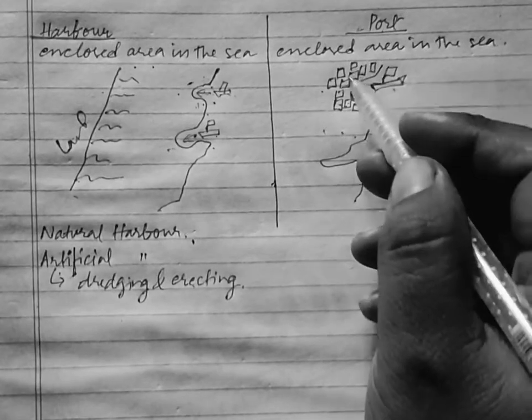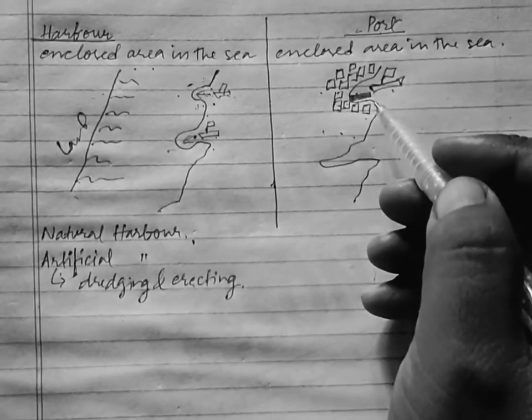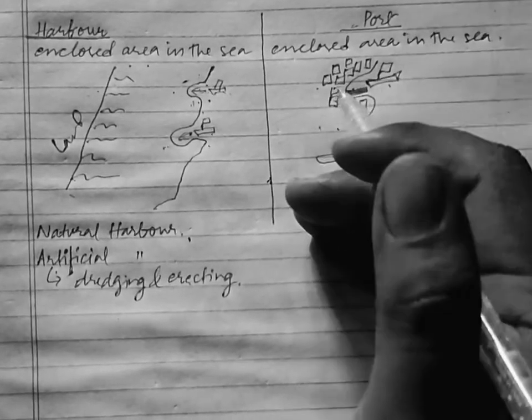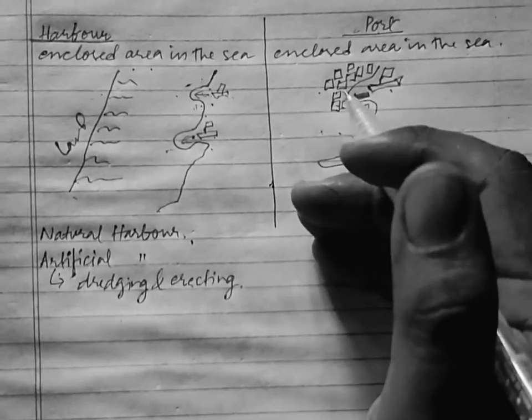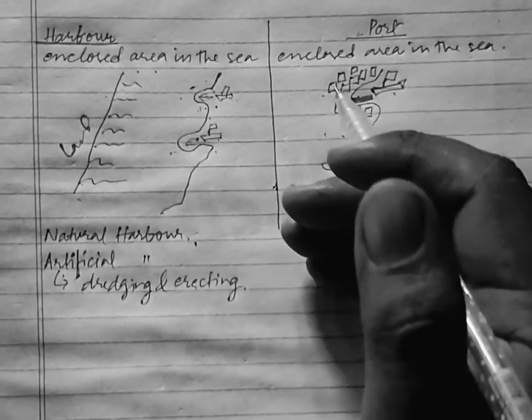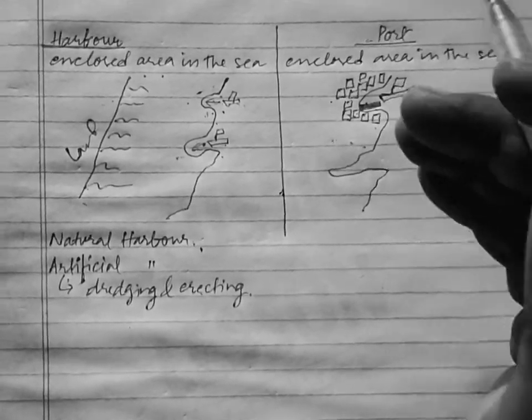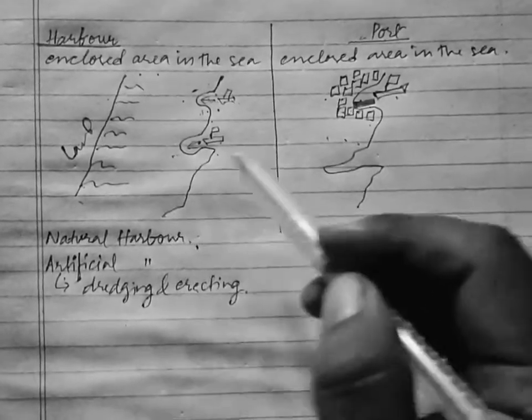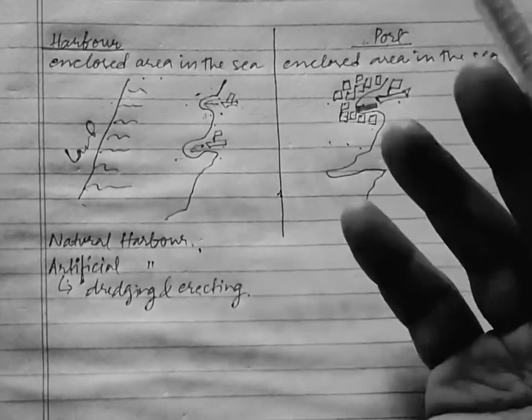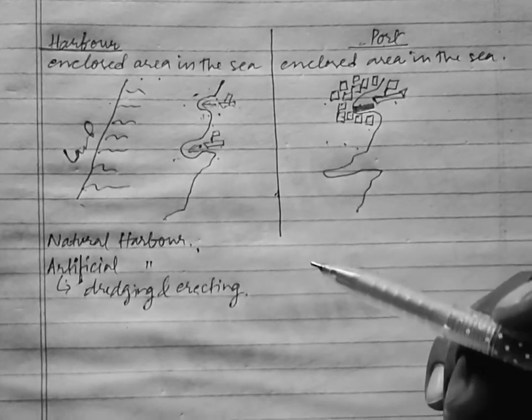So the area which is used not only for sheltering or docking the ships, but also for some other multi purposes, we call it a port. Now, it can be of two types: one is the natural harbor, and another one is the artificial harbor.